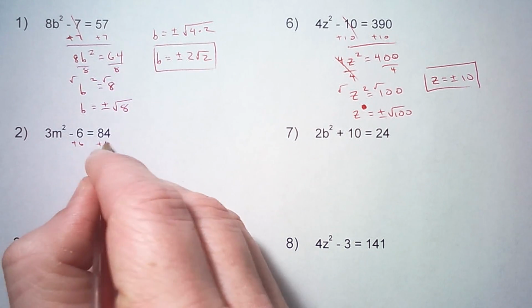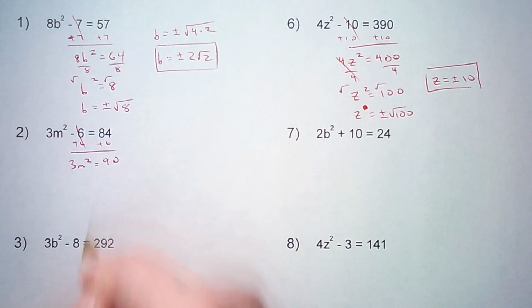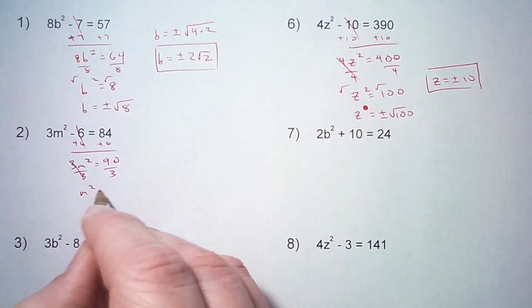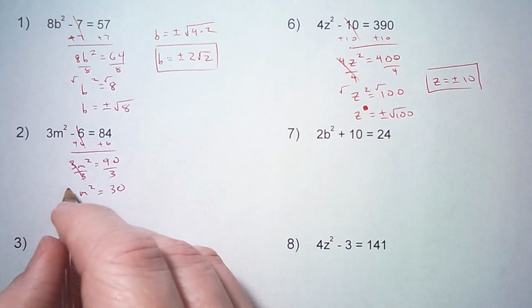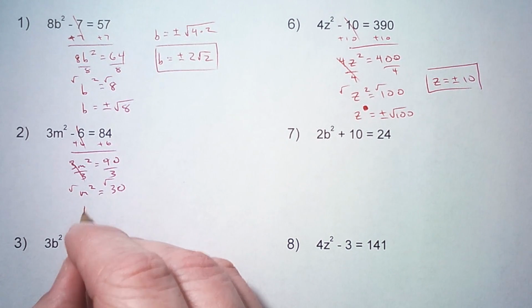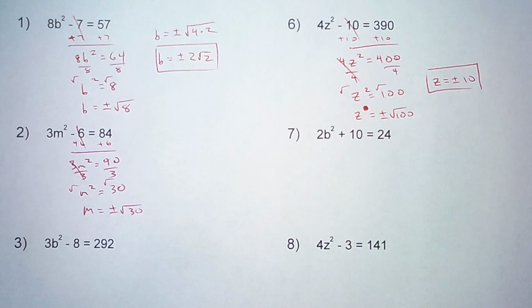Here we will add 6. So we get 3m squared equals 90. We'll divide by 3 and get m squared equals 90 divided by 3 is 30. Now square root on both sides to cancel out squared, and we get m equals plus or minus the square root of 30.